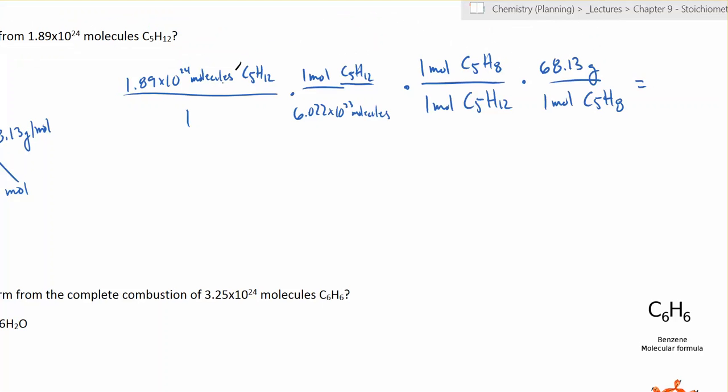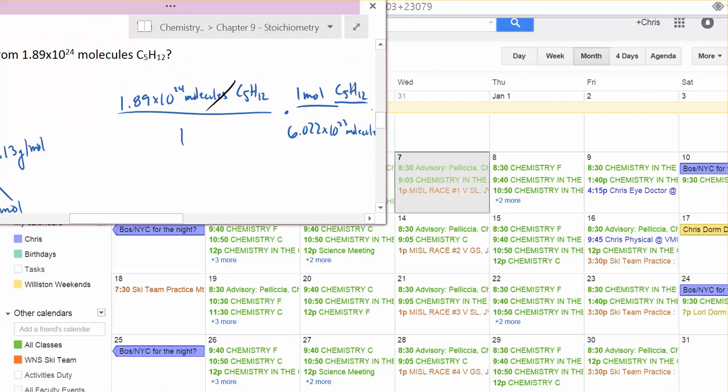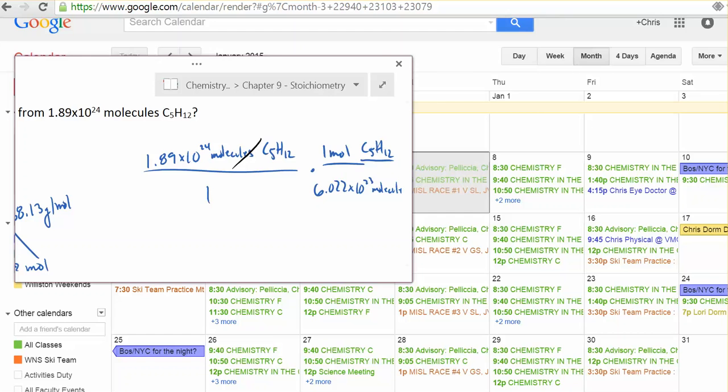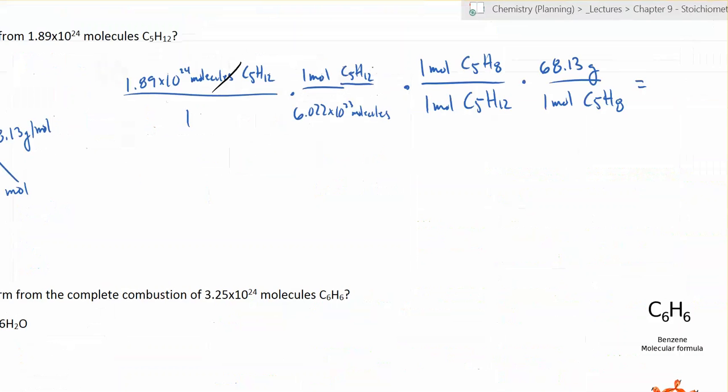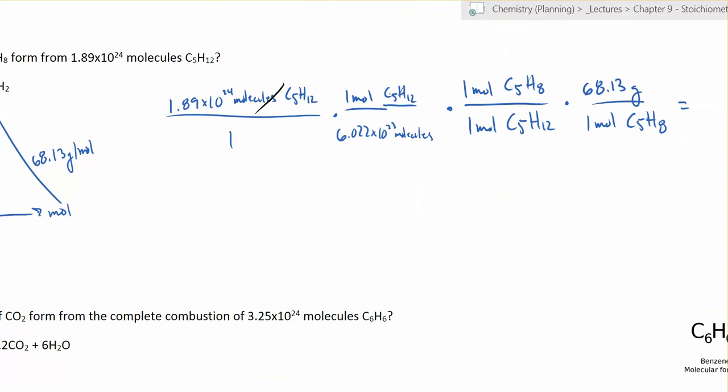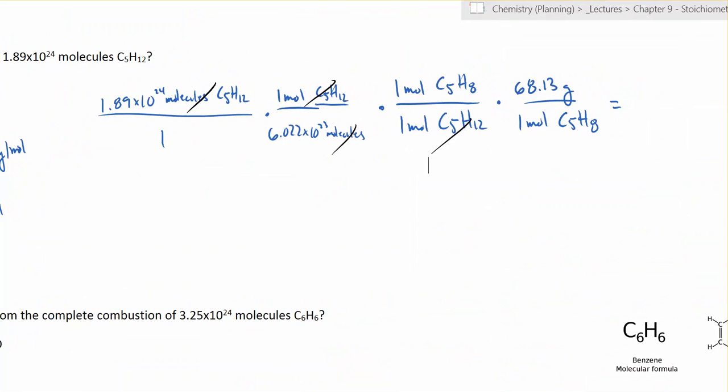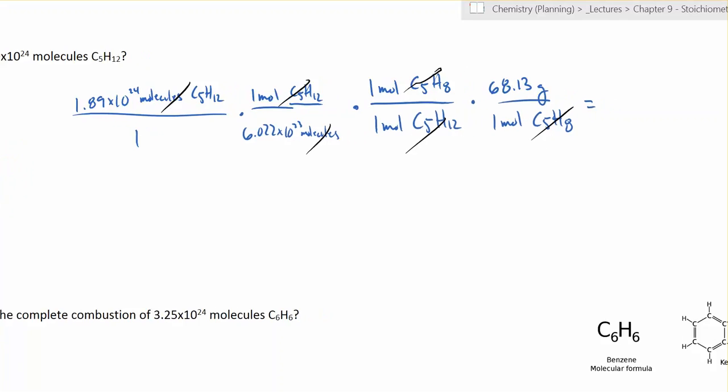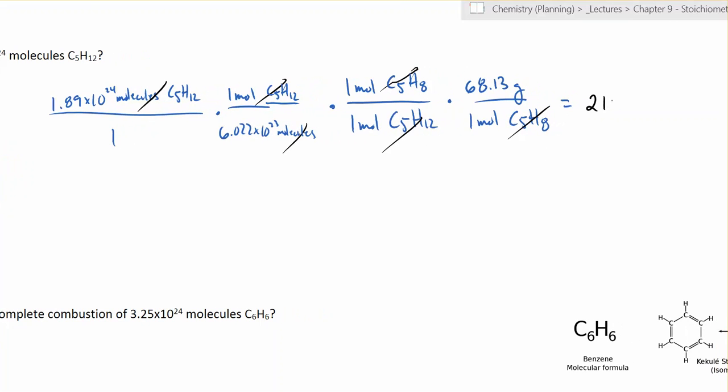We started with molecules, converted to moles, did a mole-to-mole ratio to figure out the moles of product formed, and then used a molar mass to convert to grams. In this case, we would get 213.8 grams, or because we were given just 3 sig figs, 214 grams of C5H8 that form.